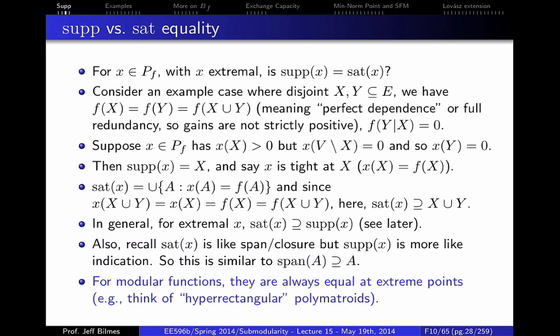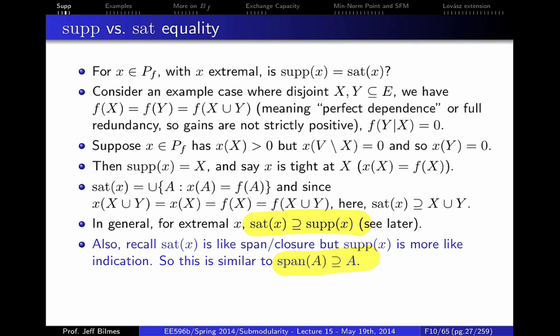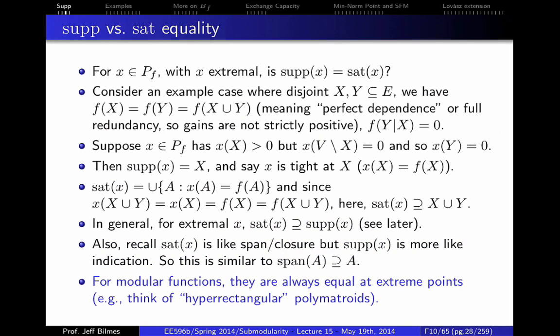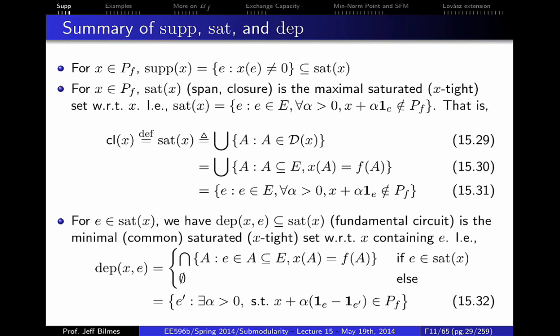Now in the modular case, remember, what do all of the polymatroids look like? They all look like squares or hyper rectangles. So in the modular case, they're all the same. If you're at an extreme point, you're also saturated, and vice versa. So the really interesting thing comes about when you have a polymatroid, or when you have a matroid, at least.